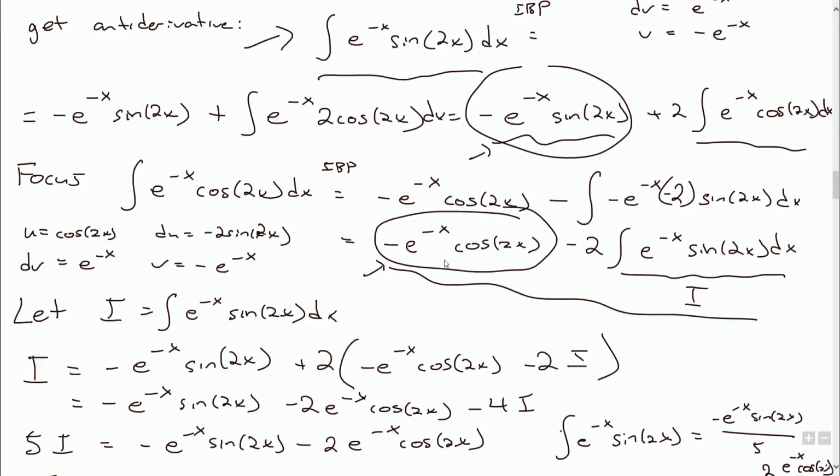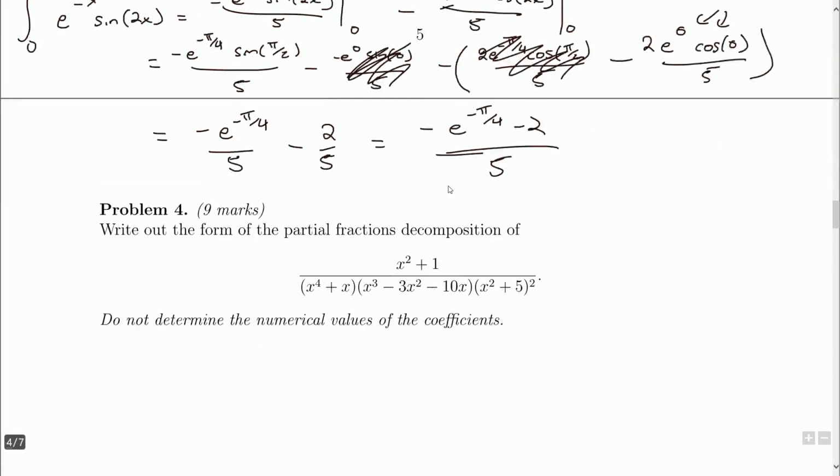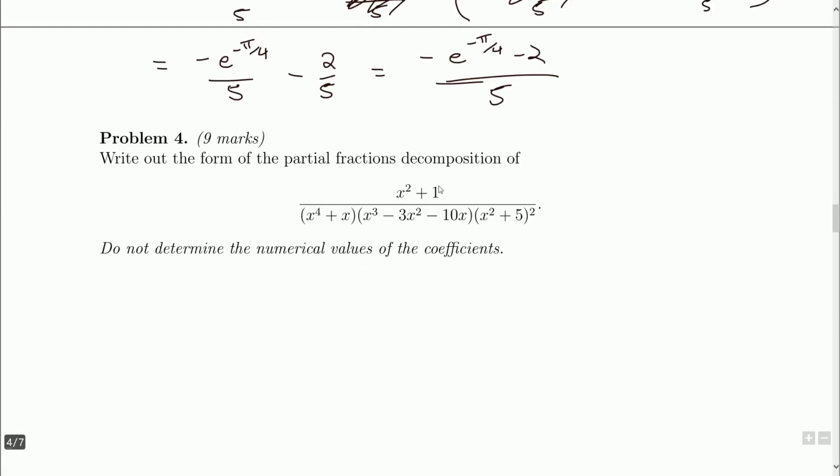6 marks. You can see it took a little longer, and it also had a trick where you had to exploit the fact that the derivative of sine is cos, and then the derivative of that brings you back to not sine, but very close to sine. Okay, and we're already on the next page for question number 4. I will do that in the next video.